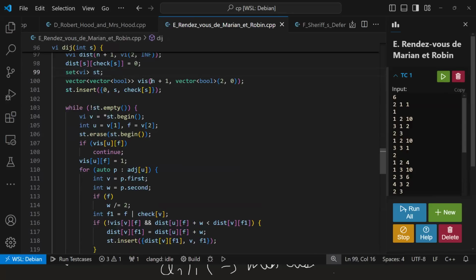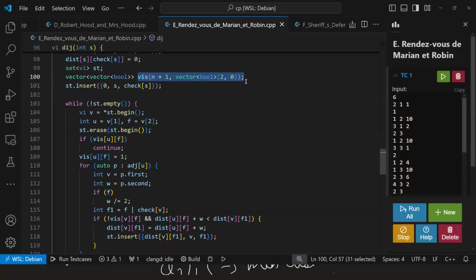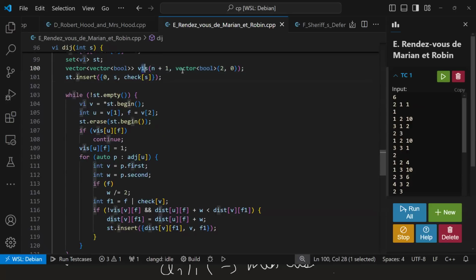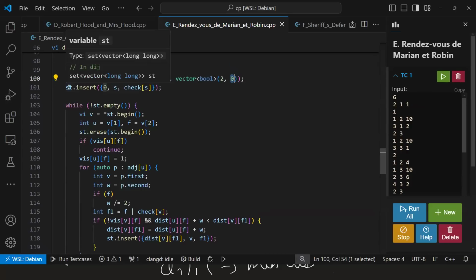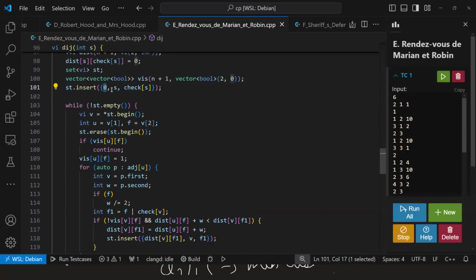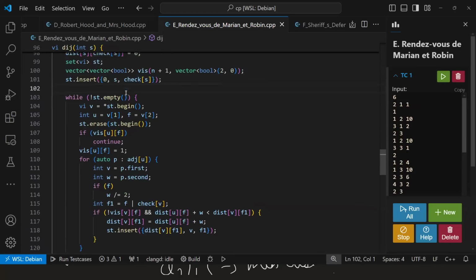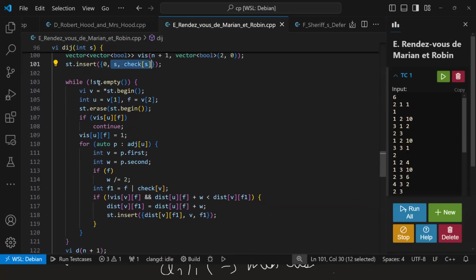Now for the visited array, again I'm creating a 2D vector, n plus 1 into 2. We have n into 2 nodes, so an n cross 2 matrix represents my visited array, which is initially 0. Now in my set, or priority queue, I'm inserting 0, comma s, comma check s. In my priority queue we used to insert distance, comma the vertex. Here I'm inserting distance, vertex, and this 0 or 1 bool variable also. So s comma check s is inserted.